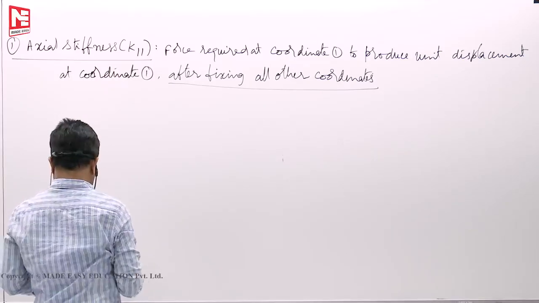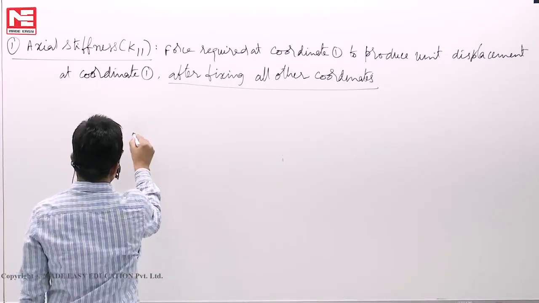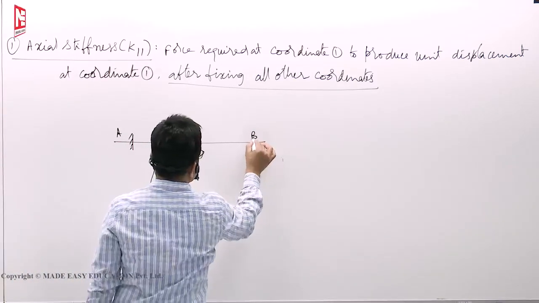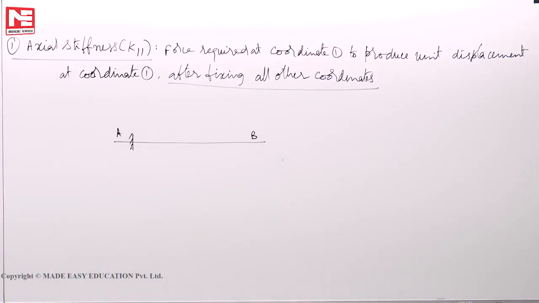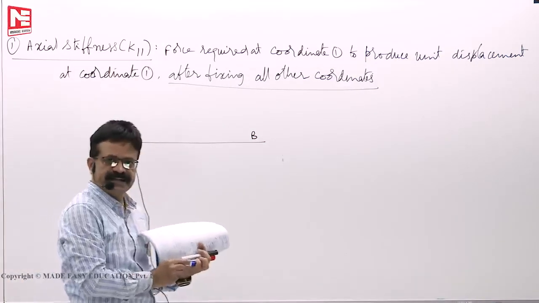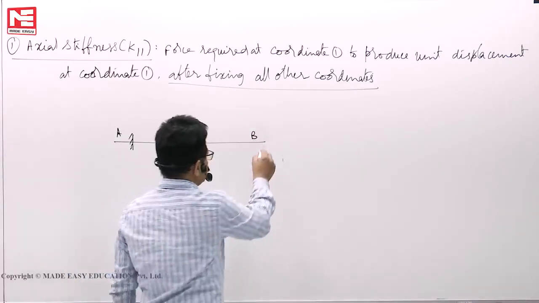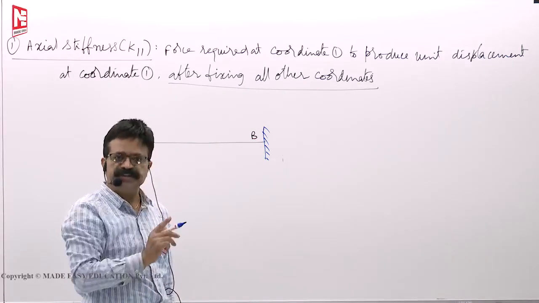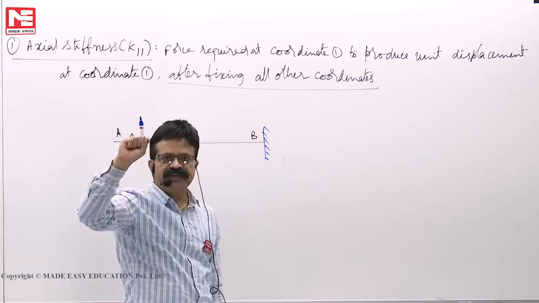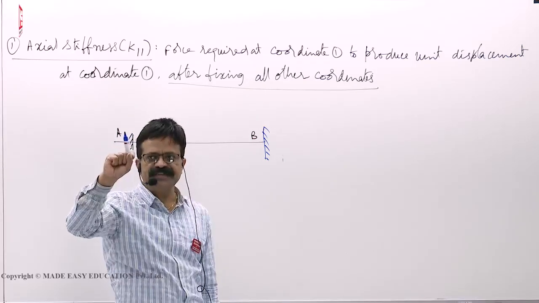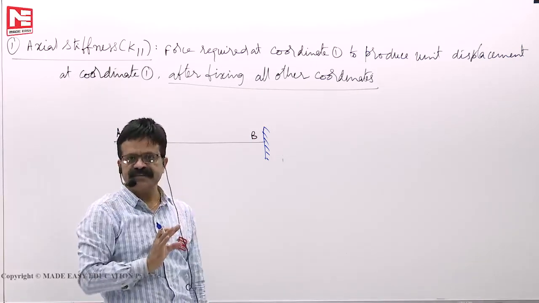What it means is, it's like this. Supposing that you have this point A, this point B, length is some L. Now, see, after fixing all other coordinates means it is a symbolic representation of fixing all other coordinates. It is not a fixed support, as in the moment distribution method I told you. First we will fix the coordinates, fix the joints. Actually they are not fixed. We assume that we fix them. Unnecessarily we fix them, then we release them. Same process everywhere in the stiffness methods.